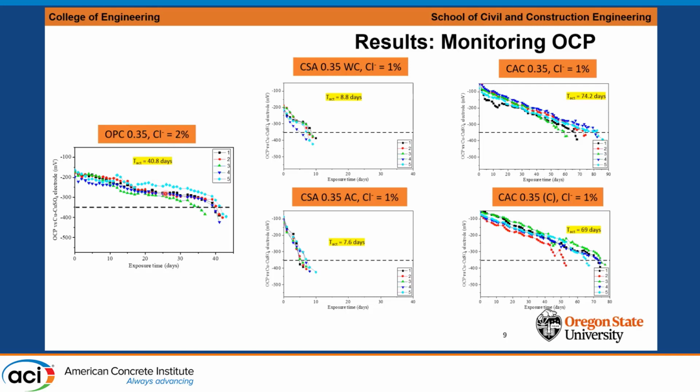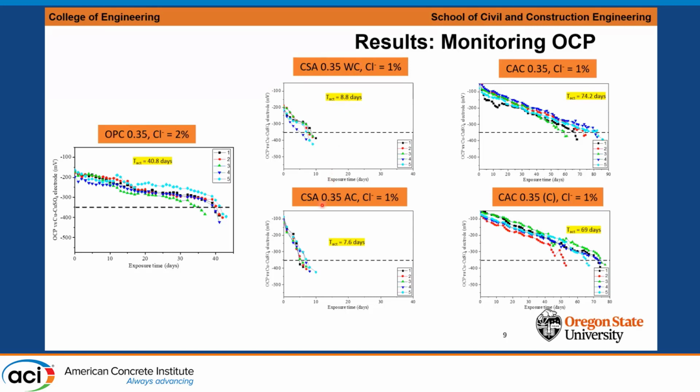So you can see here that the anodic specimens have an average time to activation of around 40.8 days. You can see here that roughly around the 40-day mark, almost all the specimens have reached a voltage which is more negative than negative 350 millivolt for at least 2 consecutive days. So the activation time is around 40.8 days here. And moving on to the CSA specimens, we can see here that again, I have 2 cases here, the WC that indicates wet cure and AC here indicates ambient cure. So you can see here that the specimens that were wet cure have a mean time to activation of around 8.8 days.